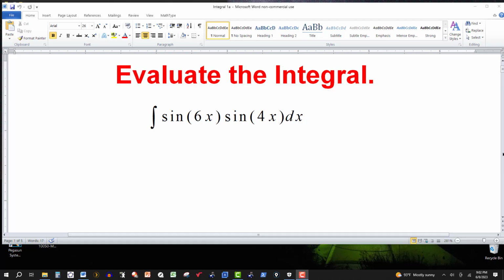In this video, we're going to evaluate the integral of sine of 6x times the sine of 4x. And this one can be a little bit tricky if you don't realize that this involves some of your formulas of trigonometry, going from a product to a sum formula. And there's some formulas where you go from a sum to a product. But in this case, we have the product to a sum. And if you apply the appropriate formula, it's pretty straightforward.